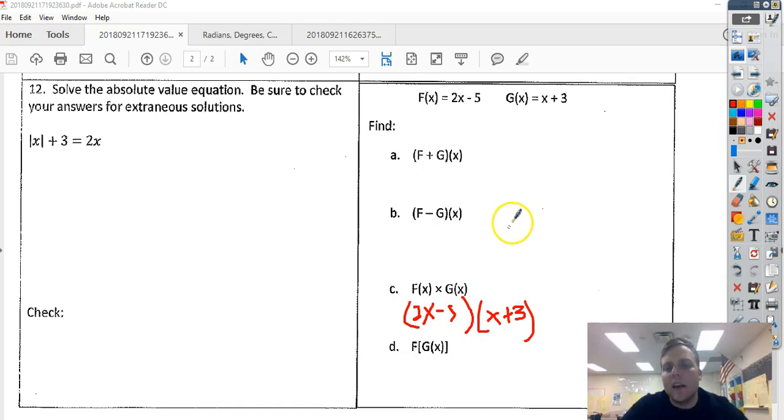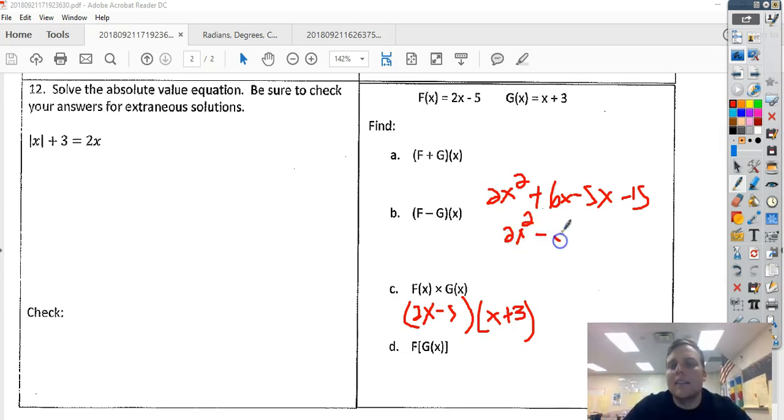So 2x times x, I'm just going to write my answer up here. That gives me 2x squared. 2x times 3, that gives me plus 6x, so I make sure to write my plus sign. Negative 5 times x, I write minus 5x because it's going to be negative. Negative 5 times 3, I write minus 15. Now I just put like terms together. After you multiplied everything, that's your next step. Put like terms together. So I get to write 2x squared minus x minus 15. And I'm done. That's it. That's all you had to do for this problem.